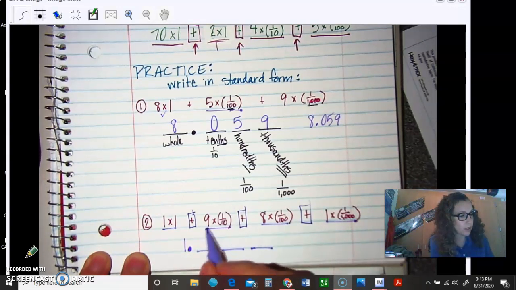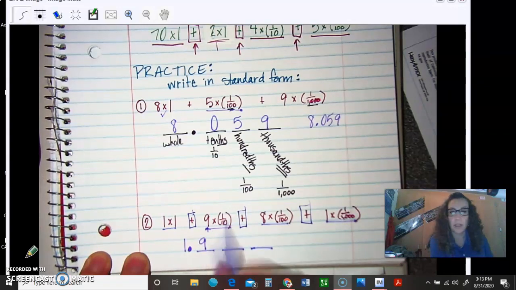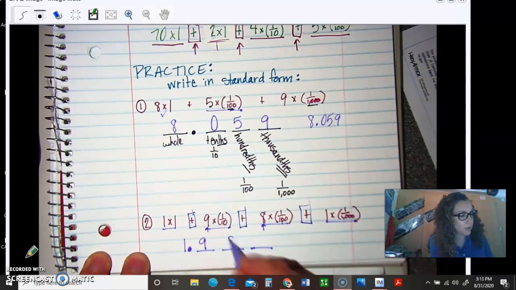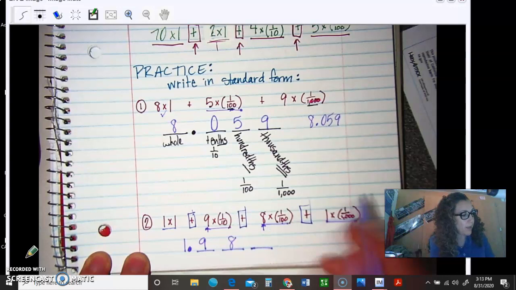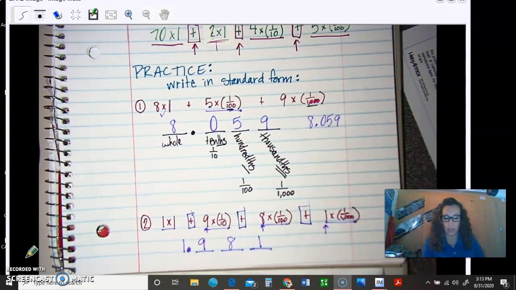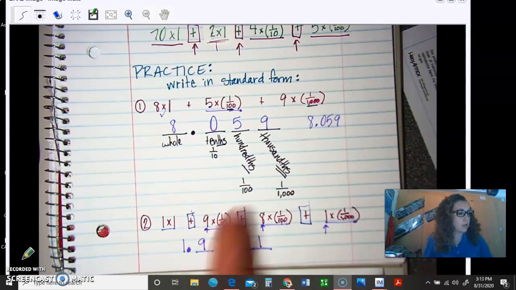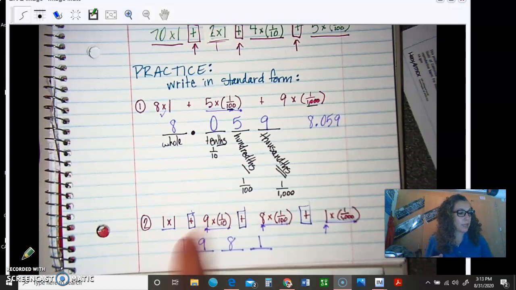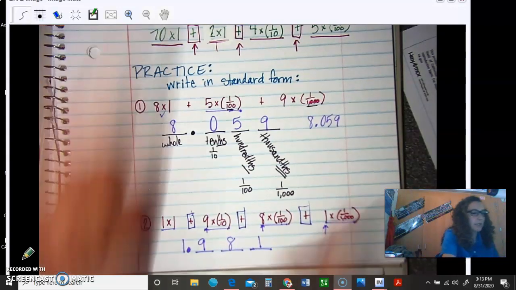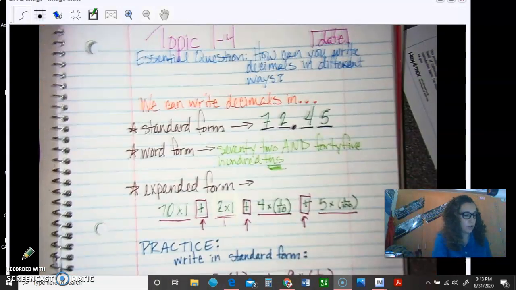So I take that 9 and I put it in the tenths position. I take that 8 and put it in the hundredths position. And then I take that 1 and put it in the thousandths position. Okay, so there you have it. Expanded, writing it in standard form. Okay, I'm going to do a little more practice. I need a fresh page.